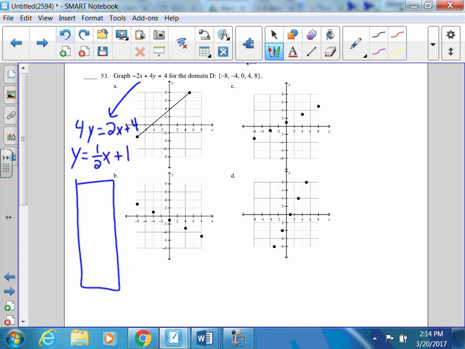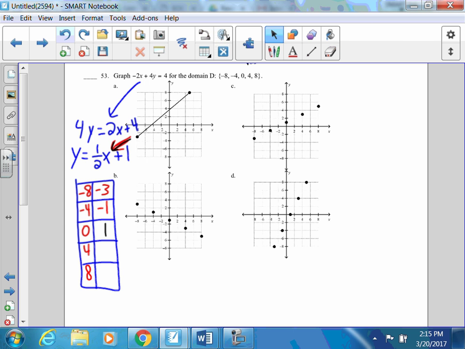Now I'm going to set up a table with those numbers that we have listed in the domain. Remember, domain is what you plug in for x. So you got -8, -4, 0, 4, and 8. If I plug in -8 for x right here, half of -8 is -4. -4 plus 1 is -3. Plug in -4 for x. Half of -4 is -2. -2 plus 1 is -1. And then plug in 0 for x right there. That would be 1/2 times 0 is 0, plus 1 is 1.